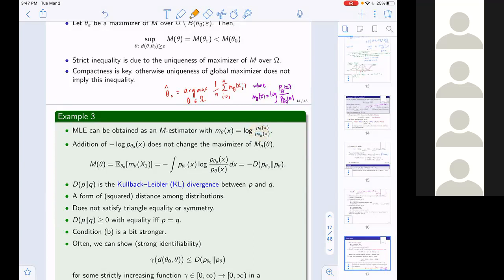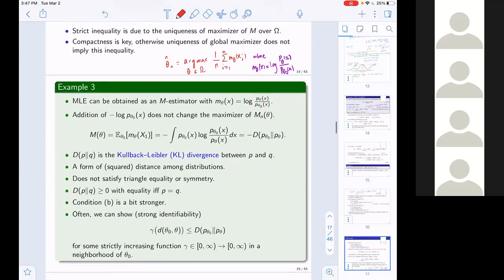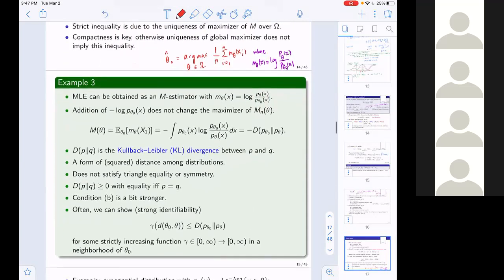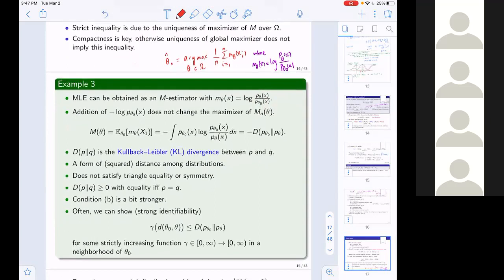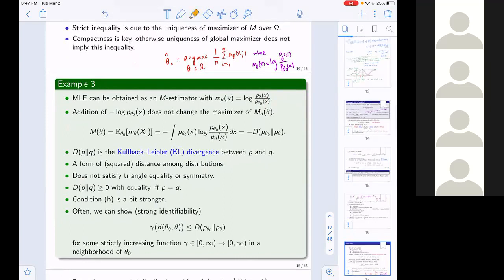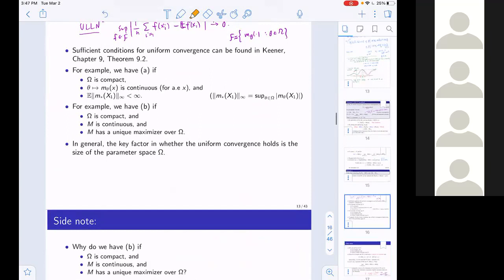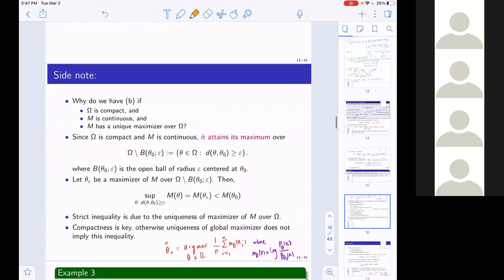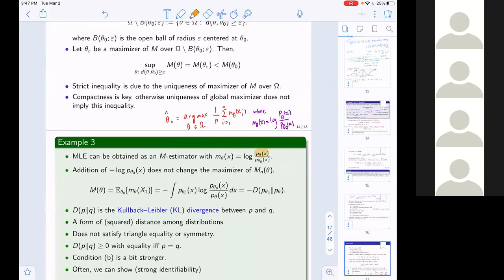Because the solution of the problem still is the MLE, whatever I get about the solution of this, if I show that this sort of M estimator is consistent, then the MLE is consistent. What we need here is that the uniform convergence holds, which I'm going to assume, let's say omega is compact, m theta is continuous. It depends on what p theta is, but for sufficiently well-behaved models, this is true.